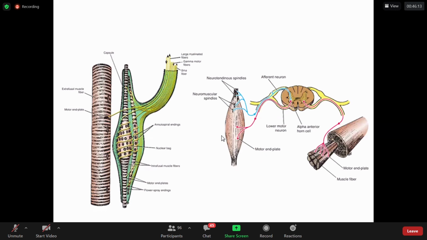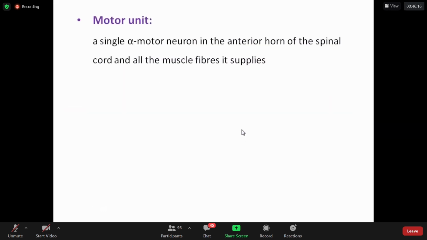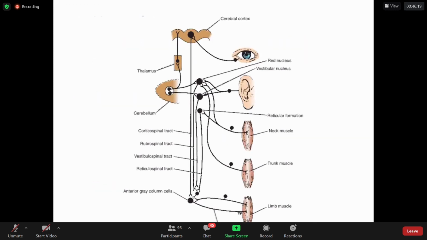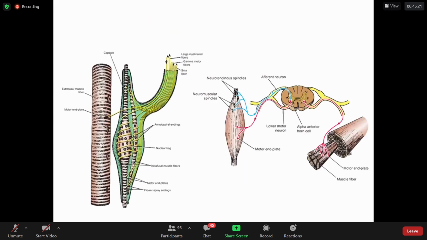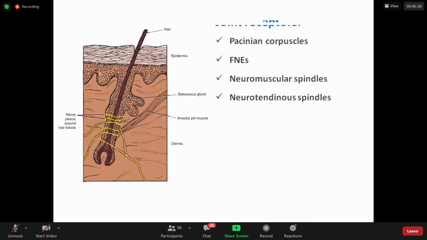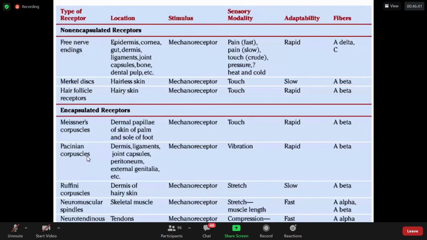Is it clear? Now let us come to the next point. What is the role of neuromuscular spindle and neurotendinous spindle? Neuromuscular spindle is an encapsulated receptor. Neurotendinous spindle is also an encapsulated receptor, right? In the classification you have seen, the encapsulated receptors are neuromuscular spindles and neurotendinous spindles. Neuromuscular spindles are present in the skeletal muscle. Neurotendinous spindles are present in the tendons, and they are all mechanoreceptors.